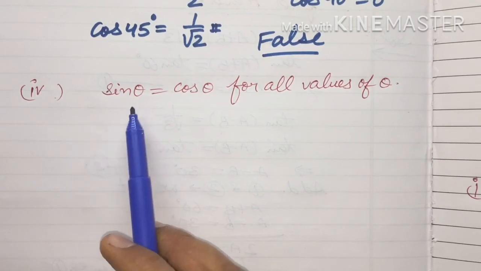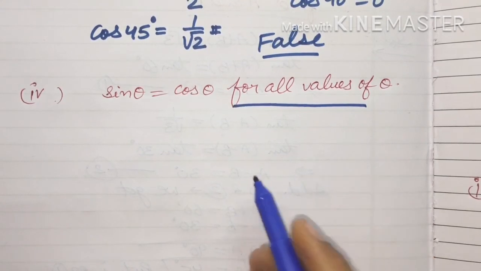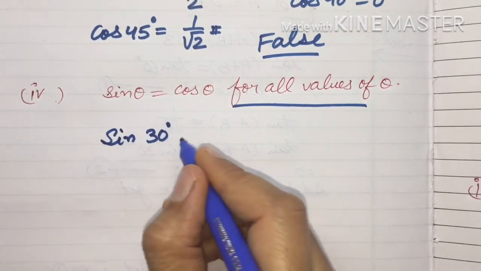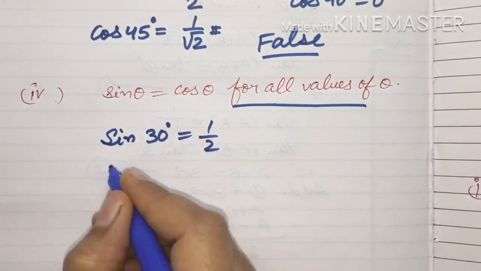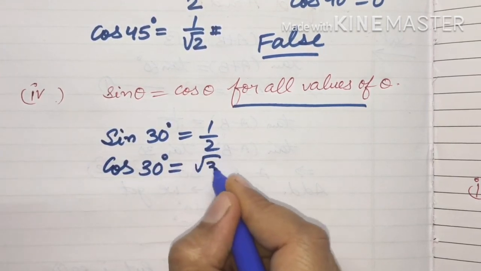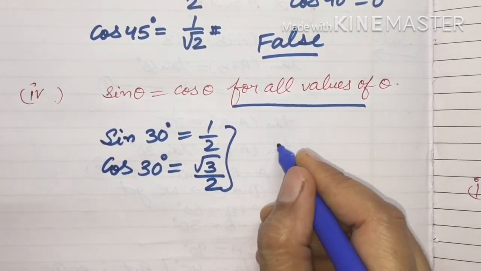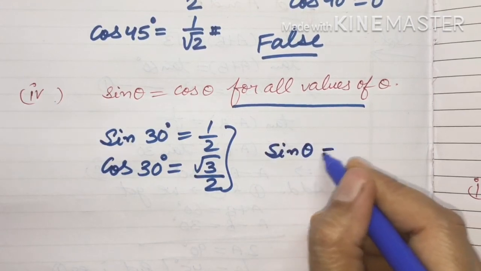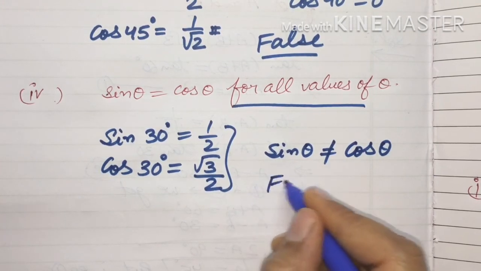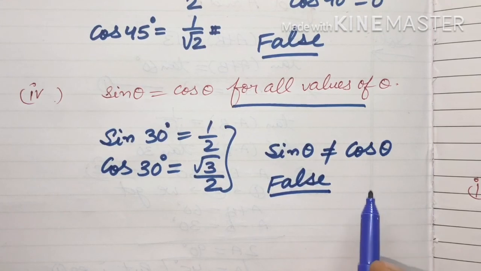Fourth part, sine theta is equal to cos theta for all values of theta. Let's check that. If I take sine 30 degree, so sine 30 degree is 1 upon 2. And if I take cos 30 degree, the value of cos 30 is root 3 upon 2. So these two values are not equal. So we cannot write that sine theta is equal to cos theta. It is not equal. So this is false. Sine theta is not equal to cos theta.